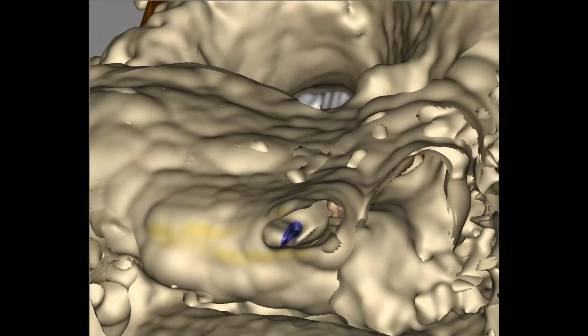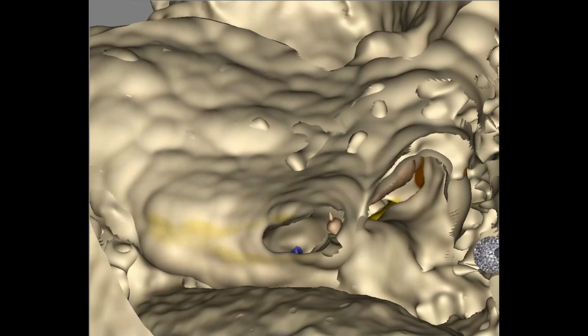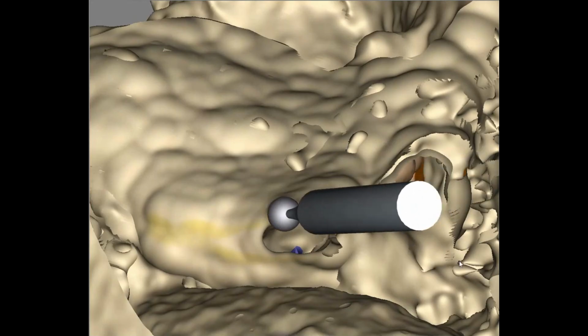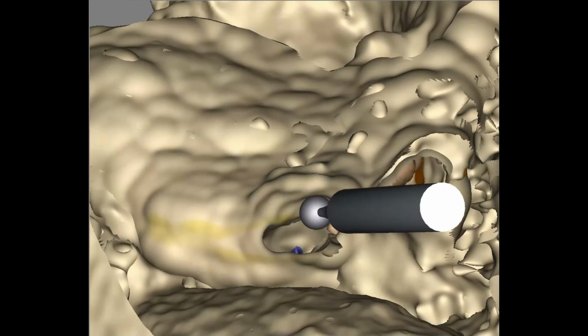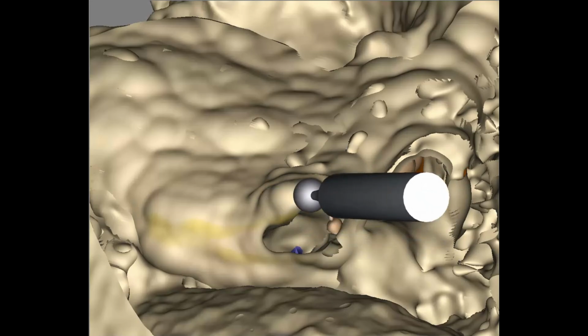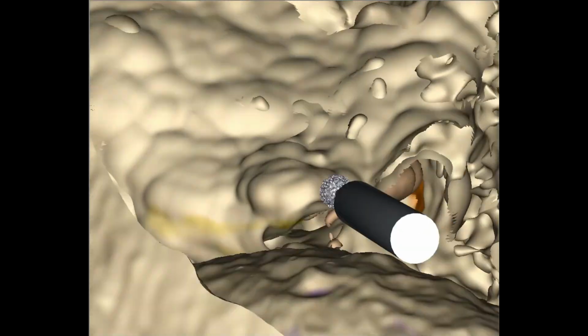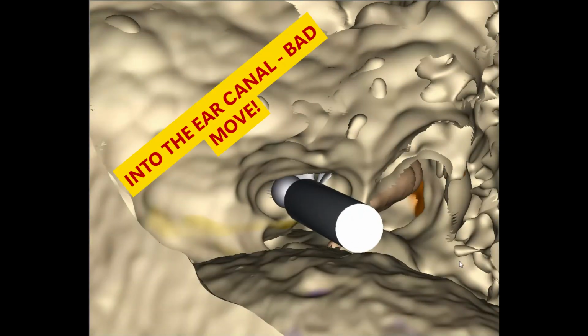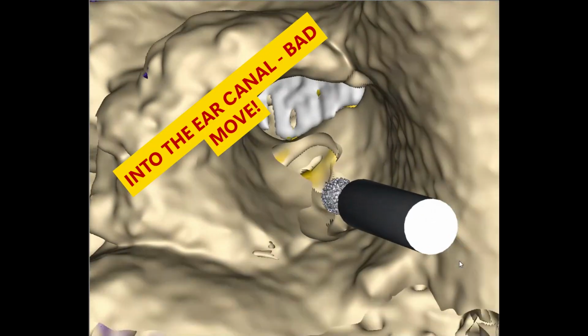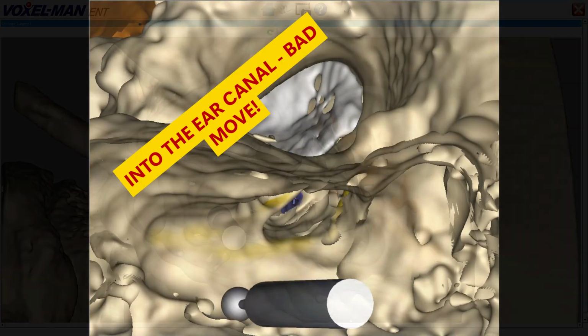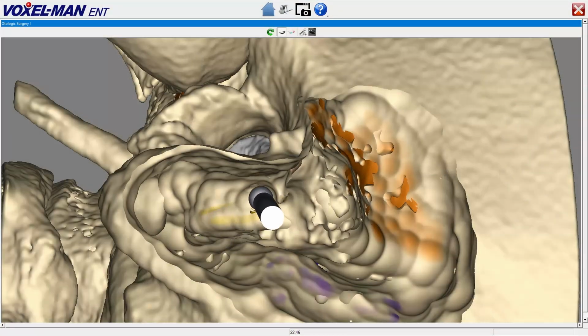For demonstration, let's see what happens if we were to drill too far forward through the chorda and onward. This would lead us eventually to breach the ear canal or annulus, an undesirable result. Here is another demonstration of this procedure on a different bone.